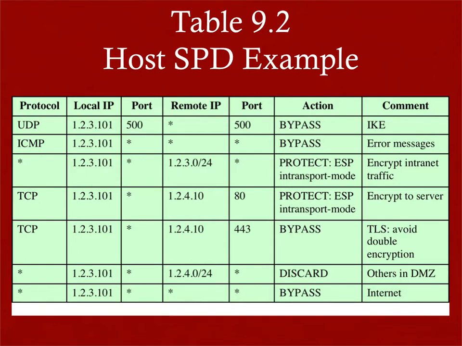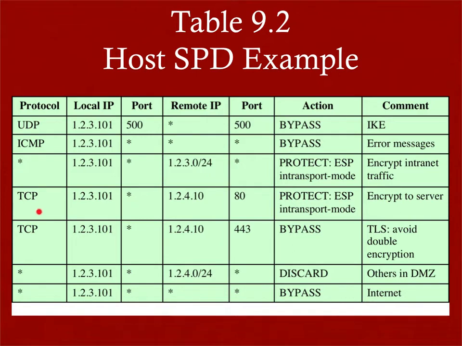So any traffic that uses any upper layer protocol that comes from this local IP address, because probably this security policy database is for host-to-host communication. So anything that comes from this local host address and goes to this particular remote address, now I need to protect. And the protection now uses ESP in transport mode, because it's host-to-host communication.